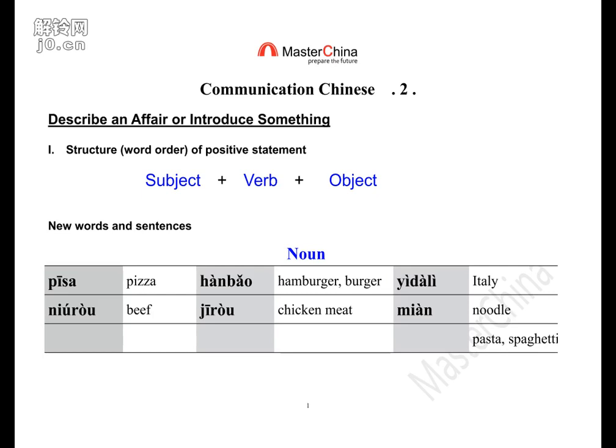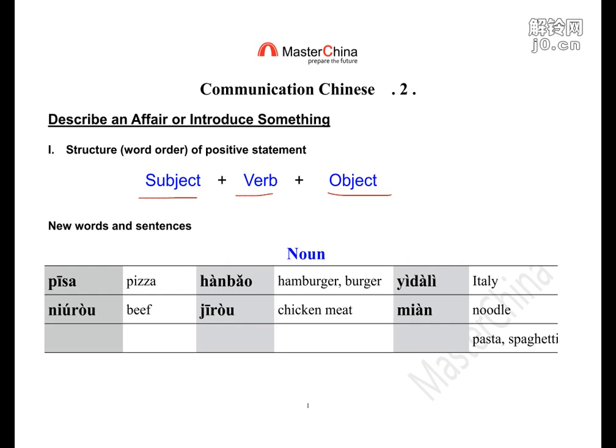In last class, we learned how to describe an affair or introduce something, and we have the idea of the structure of the positive statement and some vocabularies, right? So we know we should put the subject, verb, and object in order to describe somebody do something or introduce somebody's identity, like I am Leslie, 我是 Leslie. So today, I will give you the structure of the negative statement.